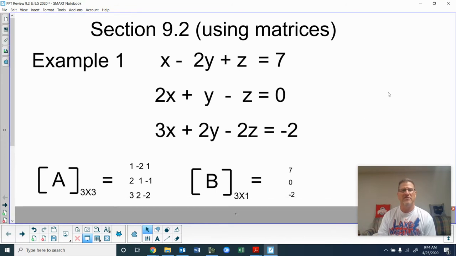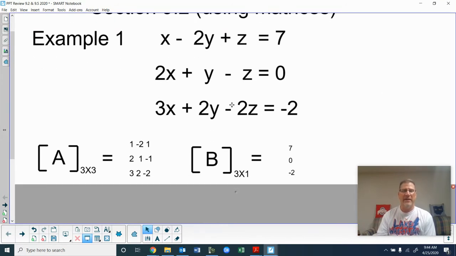All right. So our A matrix that is going to be a 3x3 is the coefficients from these 3 equations. So we got a 1, -2, and a 1. There's my top row. A 2, a 1, and a -1 for my middle row, and a 3, 2, and a -2 for my bottom row. And I will put that in my calculator in matrix A. And then my B matrix is on the other side of the equation. And we got a 7, a 0, and a -2. And that's a 3 rows and 1 column for our dimensions of matrix B.